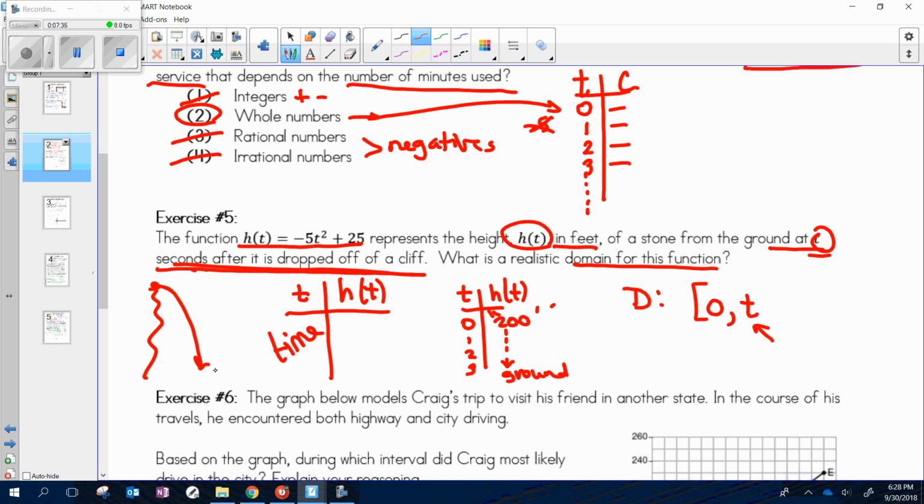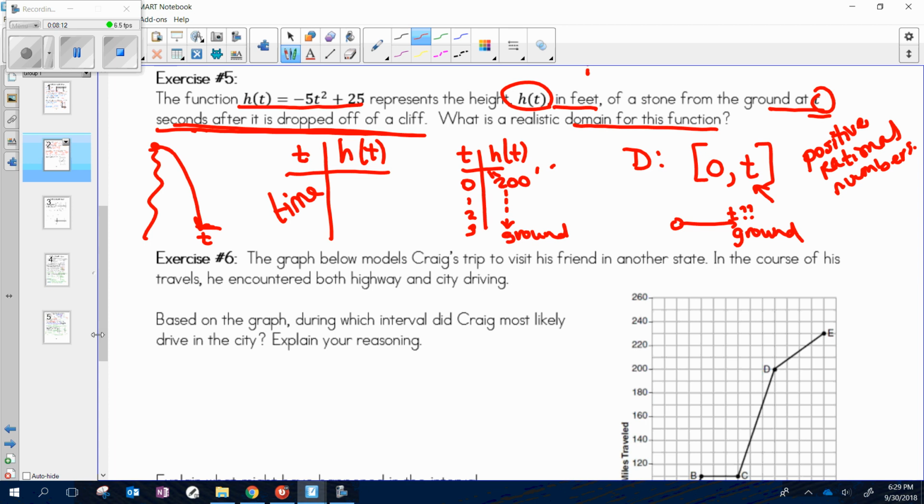T, in this case, is the time I want it to hit the ground at. So let's just say it's starting at 0, and eventually some time period later at time t is when it hits the ground. So I'm going to say 0 to t. And t could be any number in there. It could be a fraction or decimal amount of time. So you could say positive rational numbers would be used to measure these time values in that interval. At some point, it's going to hit the ground.